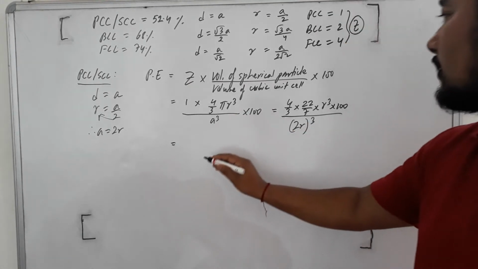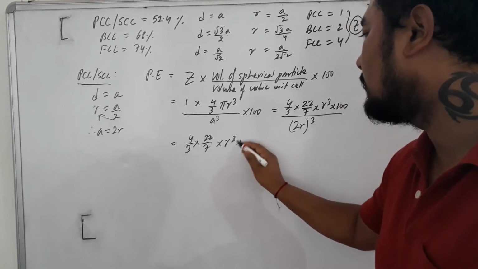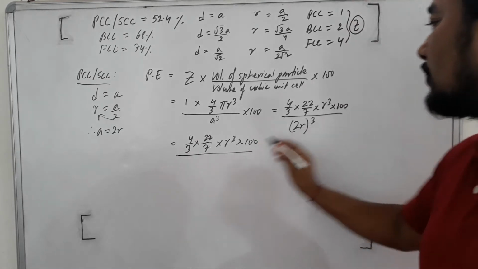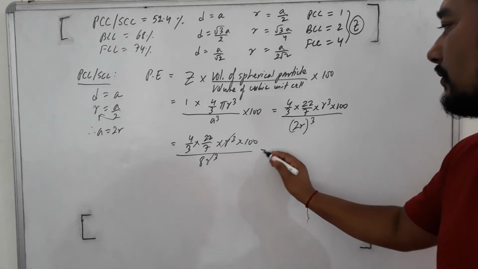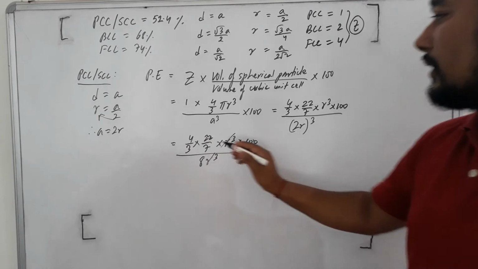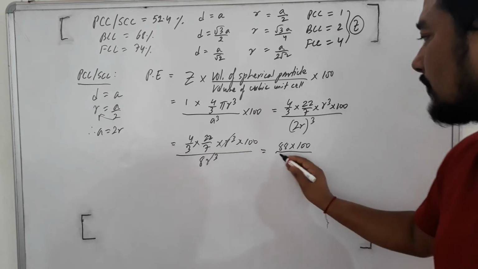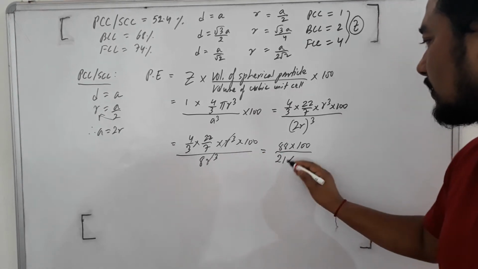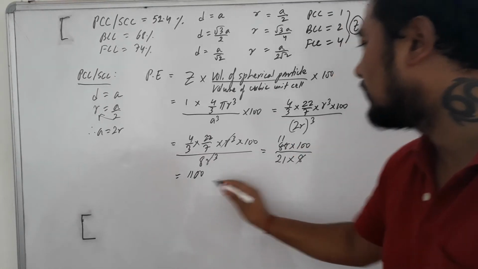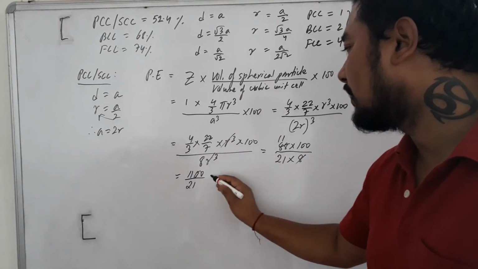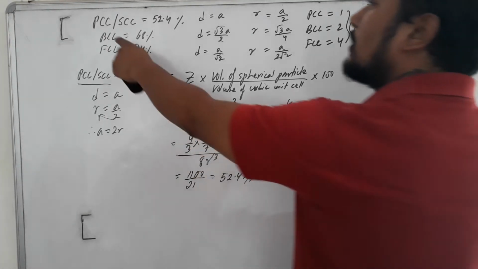Now let us expand it further. So we get here 4 by 3, 22 by 7 into r cube into 100, and in the denominator, 2 cube becomes 8 and r cube becomes r cube. So this r cube and this r cube will get cancelled, students. Now let us see what is left. 4 into 22 is 88 upon 21, into 100. 7 into 3 is 21 will go down, and what is down here? 8. So if you divide by 8, it will go by 11, students. So what we get here is 11 into 100 is 1100 by 21, and if you divide it, you will get 42.4%. Sorry, 52.4%. So we got the packing efficiency.